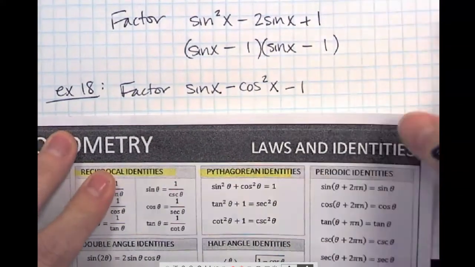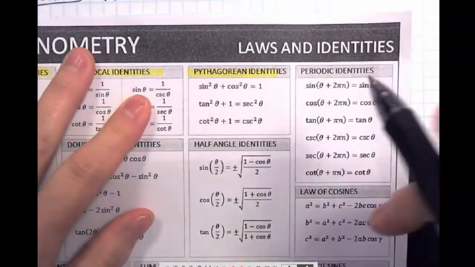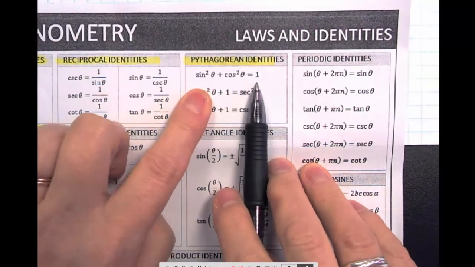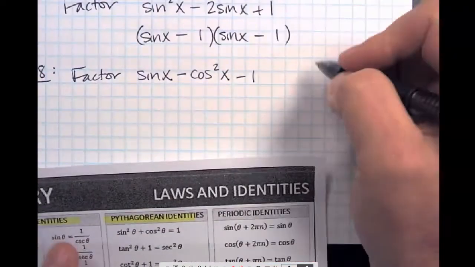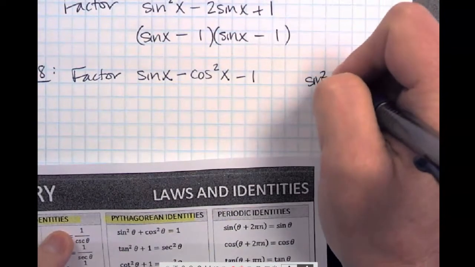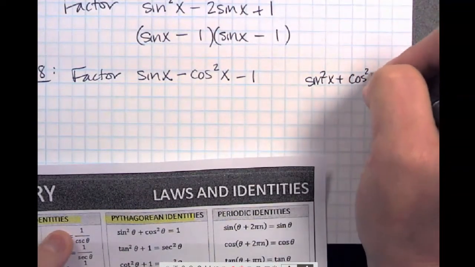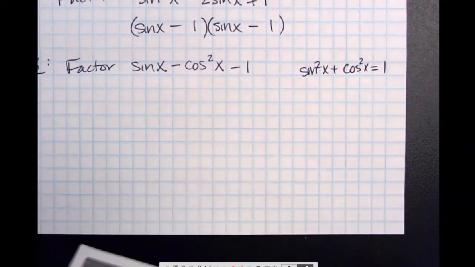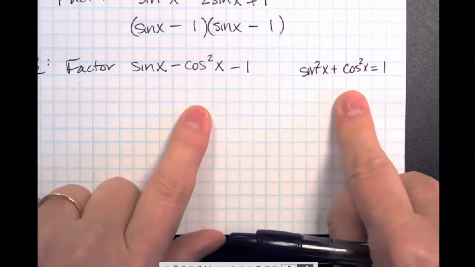Okay, so look at this first identity. Sine squared plus cosine squared is 1. I'm going to write it over here. Sine squared plus cosine squared is 1. That's that main Pythagorean identity that we've used. Okay, how can this help me?